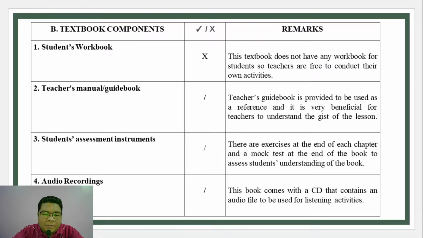So for the third component, which is the students' assessment instrument, there is a students' assessment instrument. There are exercises at the end of each chapter that teachers usually ask students to copy inside their writing book. And then there is also a mock test at the end of the book. It is according to the latest exam format, PT3. There is something for teachers to assess students.